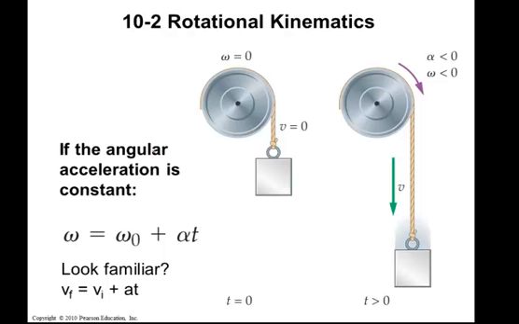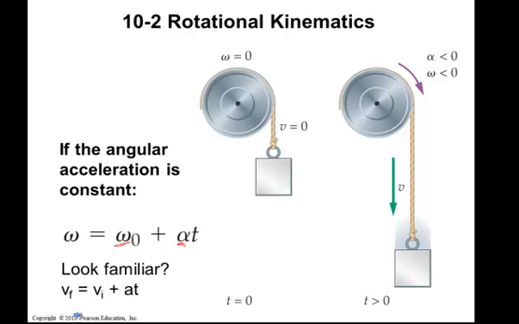Alright, if the angular acceleration is constant, then the initial angular velocity plus my angular acceleration times my time is going to be equal to my final. And that should look very familiar. We're talking about velocities here, except they're angular velocities. So VF equals VI plus AT. But when we're dealing in angular, for our velocities we're using this omega, and for our accelerations, we're using that symbol.